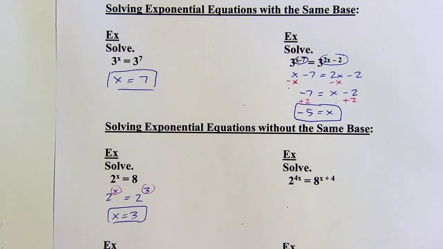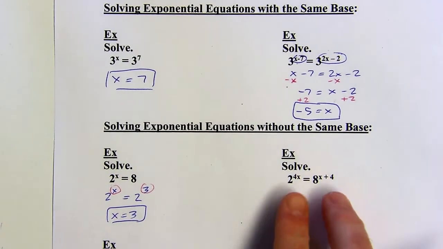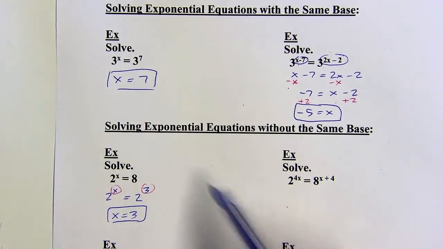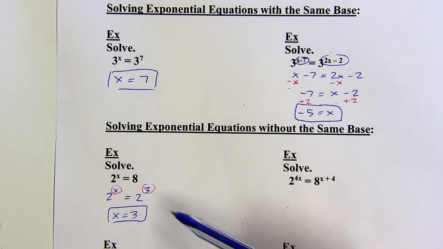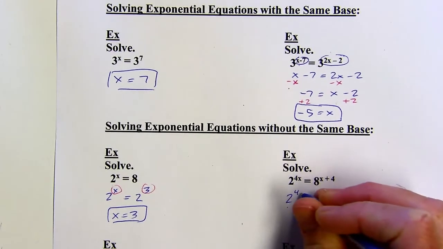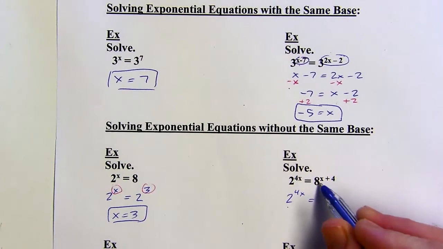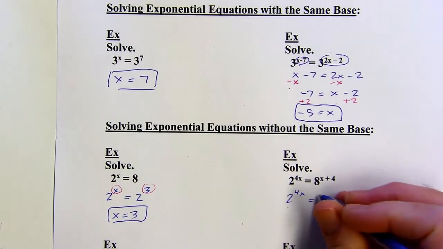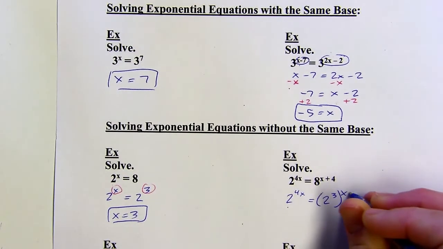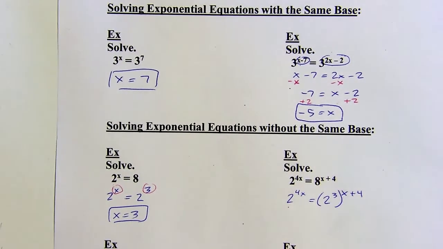Okay. All right, so this one would be a little bit harder to figure out in your head than the previous example, but we can write both sides with the same base just like we did over here. So I've got 2 to the 4x on this side, and I'm thinking, okay, 8, I can rewrite that as 2 to the third. So I've got 2 to the third, and that's still raised to the x plus 4.